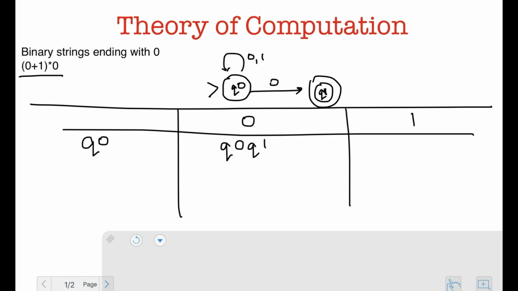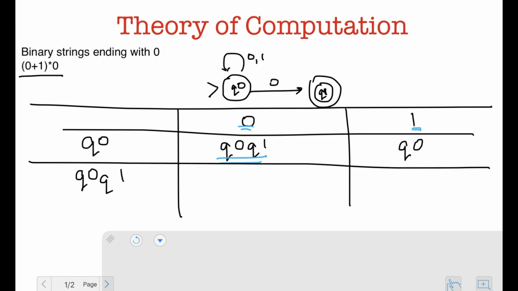So I have Q0, Q1 right here, and where does Q0 go on a 1? It just goes to Q0 itself. So next what I do is I don't write Q1 right here. Instead I write whatever states have come in my table on these two columns, so here and here. So the new state that has come up is Q0, Q1. That's what I'm going to be writing here. So I write Q0, Q1 here.